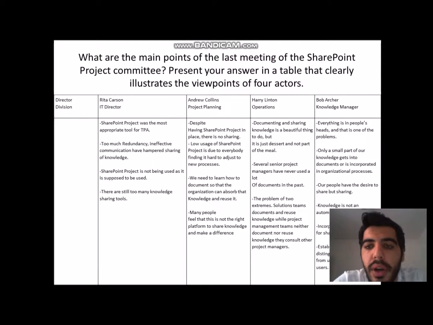Bob Anker, knowledge manager division. Everything is in the people's heads, and that is one of the problems. Only a small part of our knowledge gets into the documents or is incorporated in organizational processes. Our people have the desire to share, but sharing knowledge is not an automatic behavior. Incorporate return of value for sharing information. Establish a way of distinguishing valuable information from unhelpful information for users.